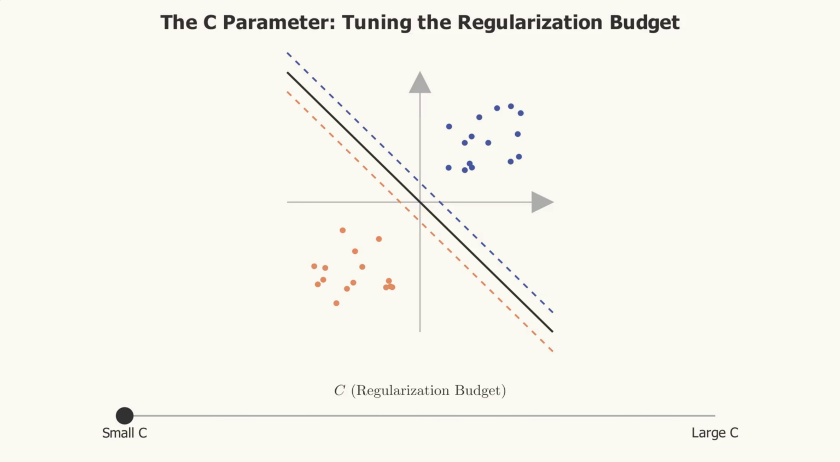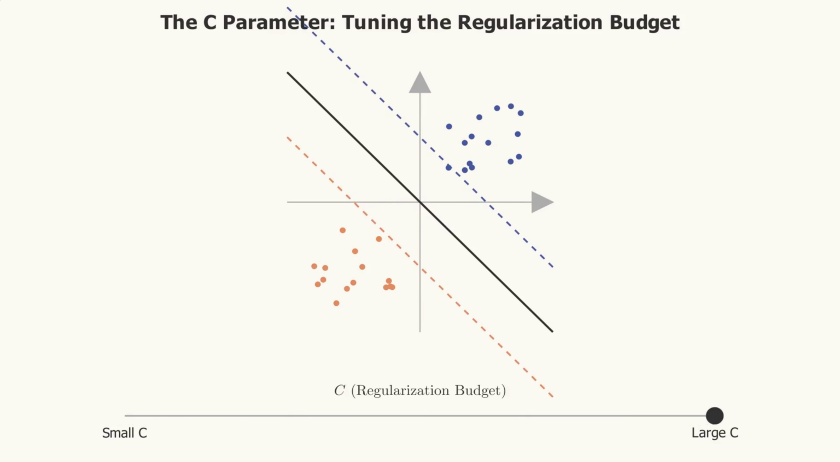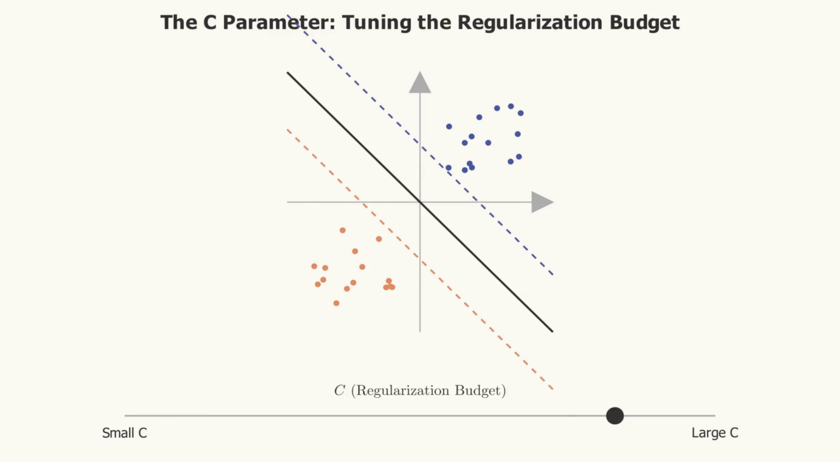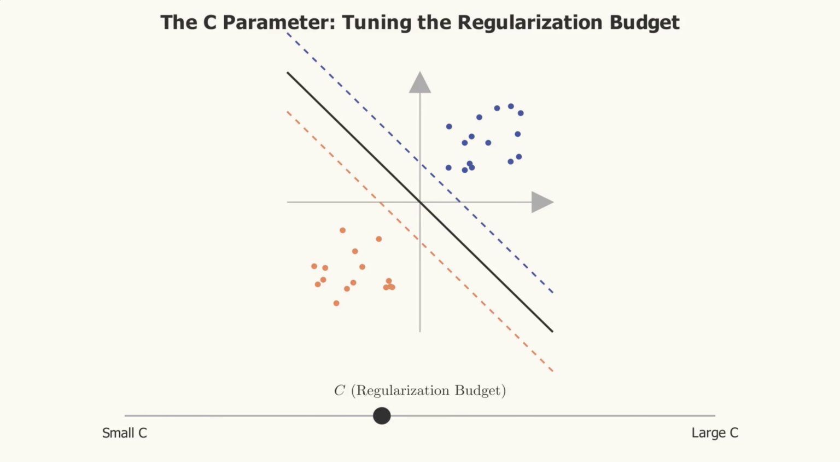On the right, we have a large C. This is a flexible model with a wider margin. By being more tolerant of violations, we achieve a higher bias but much lower variance, which generally leads to better performance on new data. But the true power of C is best seen as a continuous trade-off.